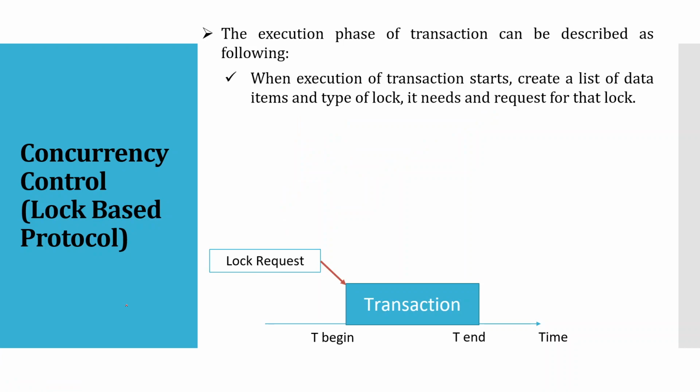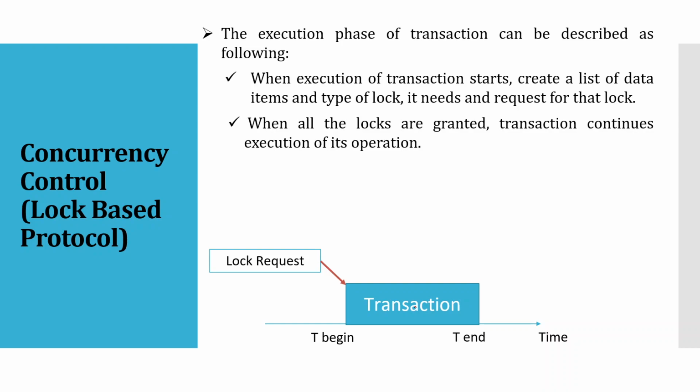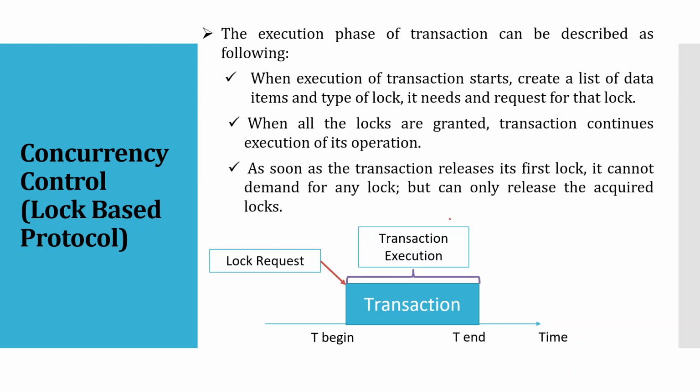Then what we have to do: the lock request is given to the transaction manager, and when all the locks are granted, the transaction continues to execute its operations. So the request will be granted, you will be given all the types of locks you require, and you will start with execution of your operations. Once your transaction is completed, you need to release your locks.